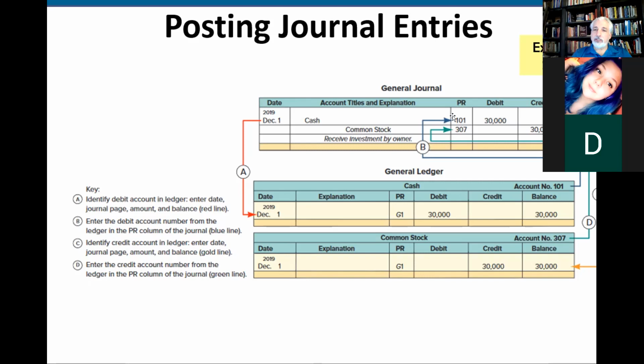By the way, accountants like to talk in account numbers. Account 101 is cash. Account 307 has to be common stock. Accountants will say, I'm debiting account 101 for 30 grand. And you're going to say, don't you mean you're debiting cash for 30 grand? And again, that's why the accountants make the big bucks. It means the same thing. It just means that accountants like to talk in numbers. So we're going to say, yep, debit account 101 for 30,000 and credit account 307 for 30,000.